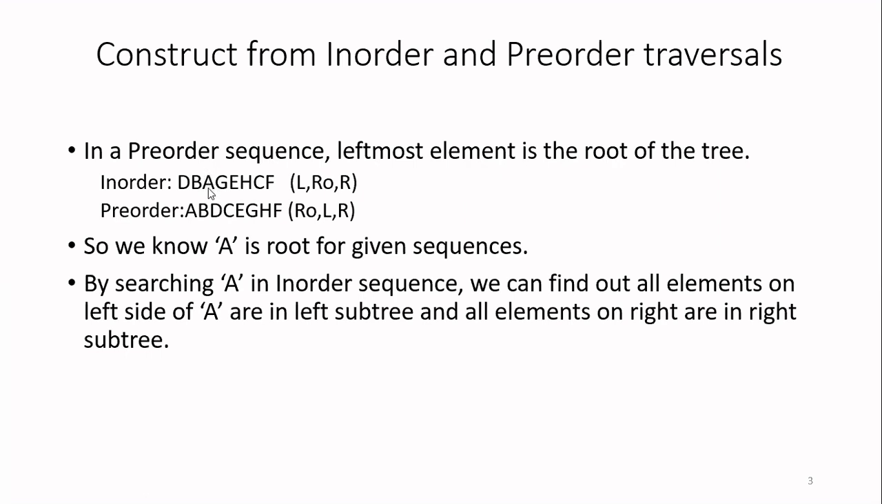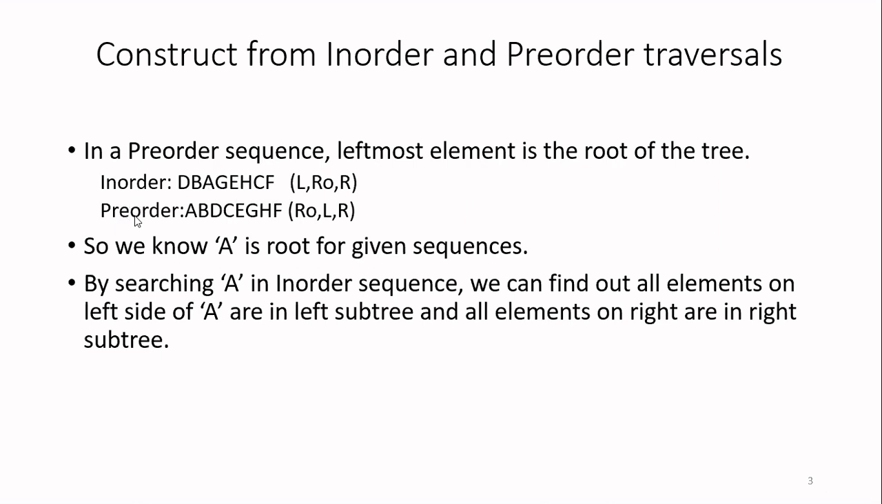Now whatever is available to the left of this A, that will be the left subtree. That is D and B. Then whatever appears to the right of A, that will be the right subtree of the root node. That is G, E, H, C and F. All these will be the right subtree of the root node. So this is the basic step you have to do once in-order and pre-order traversals are given.